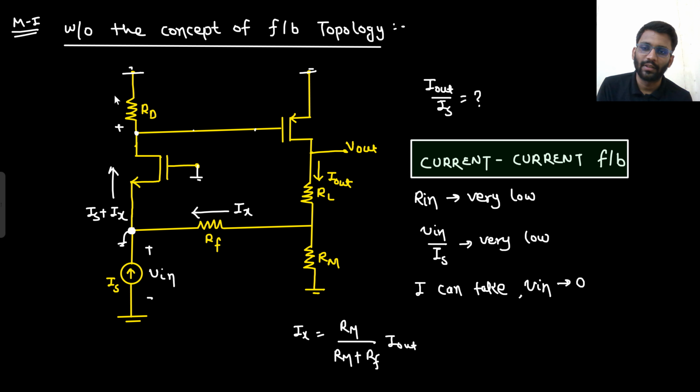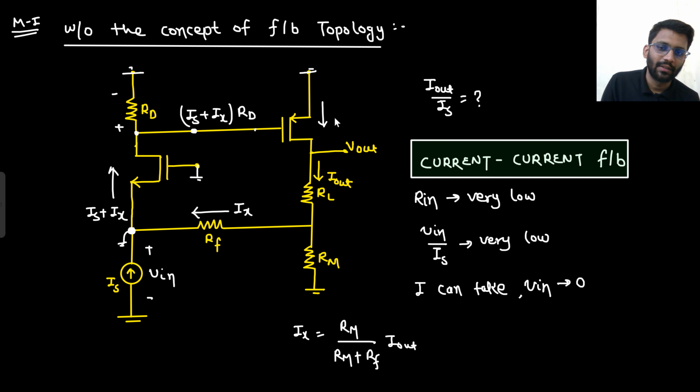This voltage drop will be in this direction. So this voltage drop will be Is plus Ix into Rd. Right? So what will be the current in the downward direction? That would be Gm2 Rd into the current in the downward direction, Gm2 Rd minus Gm2 Rd (Is plus Ix), and that will be equal to I out.